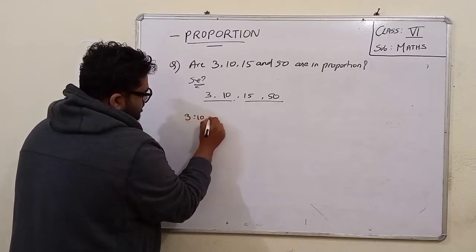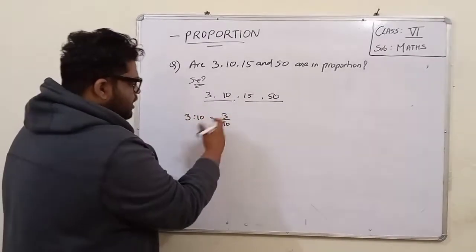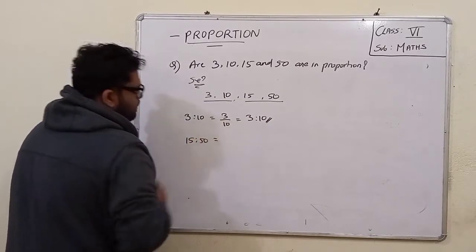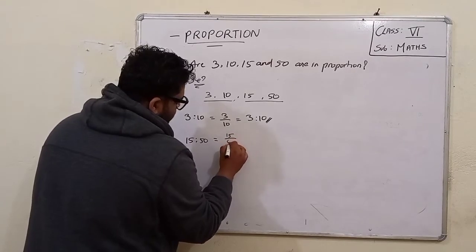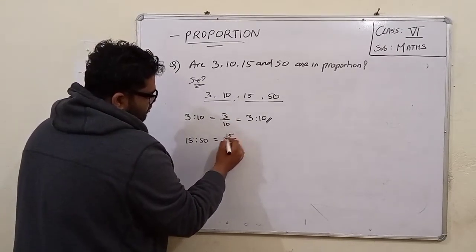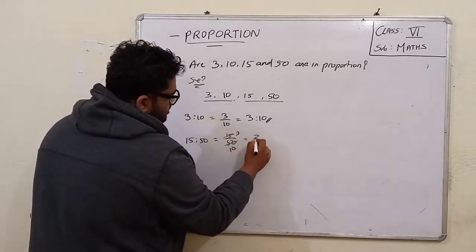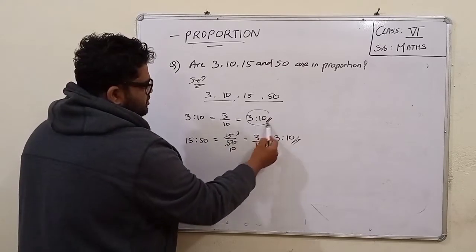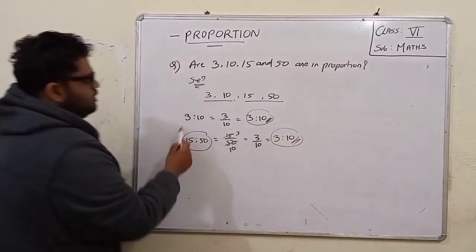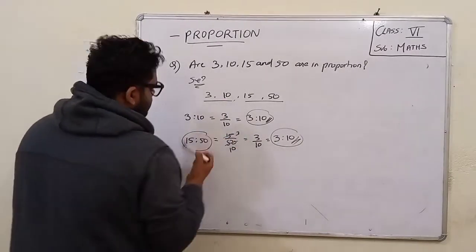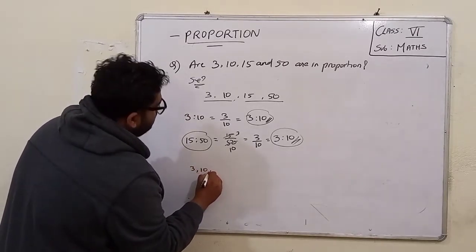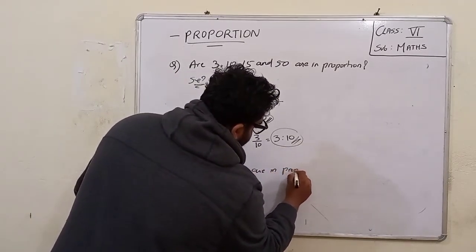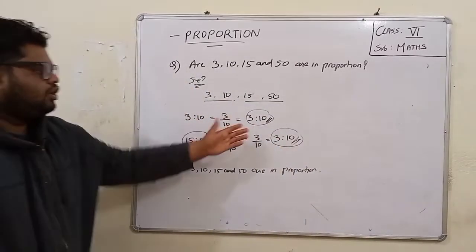So, 3 is to 10 is equal to 3 by 10, which is in the lowest form. We cannot divide these two numbers by any common number. So, it is 3 is to 10. Next, 15 is to 50. 15 by 50, divide both by 5. 5 threes are 15, 5 tens are 50, which is 3 by 10, equal to 3 is to 10. So 3 is to 10 has the ratio 3 is to 10, and 15 is to 50 has the ratio 3 is to 10. So the ratios are totally equal. Therefore, 3, 10, 15 and 50 are in proportion, because they have equal ratios.